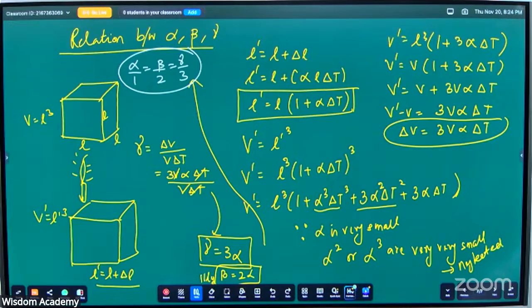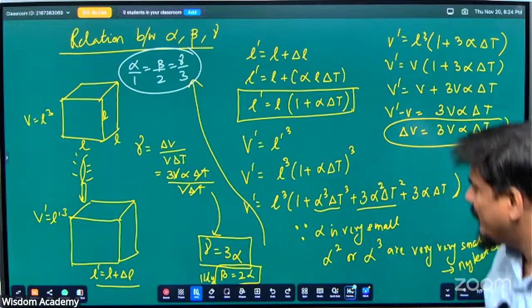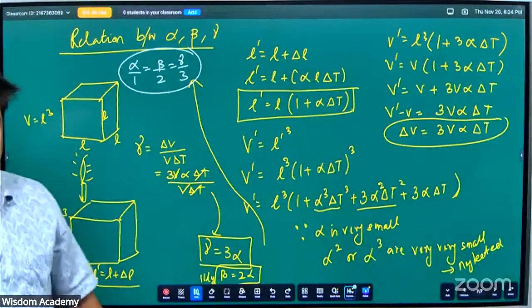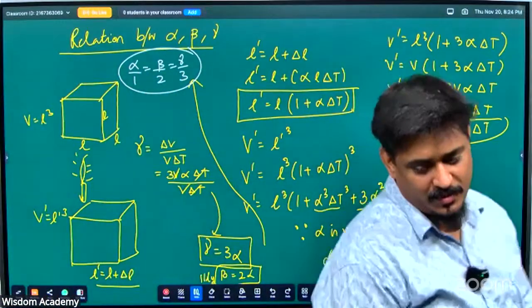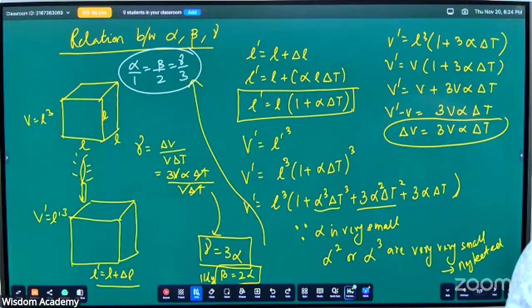Have you copied? How beta is equal to? Understood? Okay. So, everybody has copied? Please make it fast. Already we are out of time.